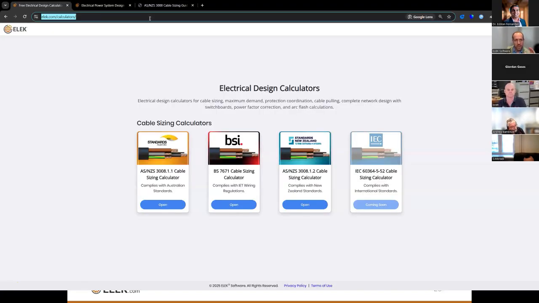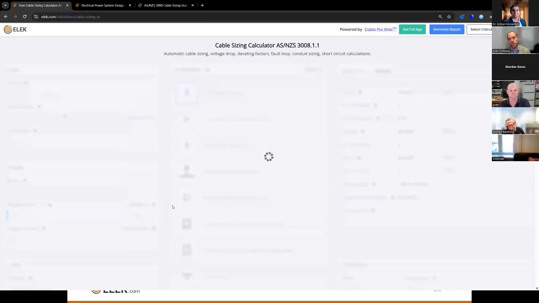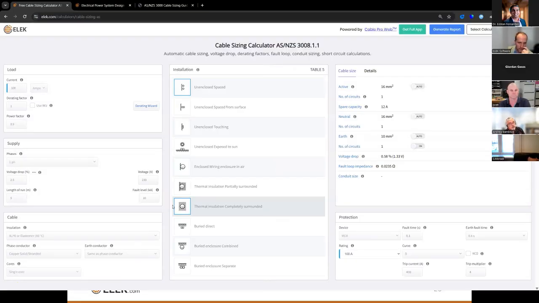Now, I recommend that you note down this web address: elect.com/calculators. This has a bunch of free professional cable sizing calculators. These are not toys. We are providing free access to Australian standard, British standard, New Zealand standard. The IEC standard is coming in a matter of weeks. So I recommend you write it down, elect.com/calculators. Let's open the Australian cable sizing calculator.